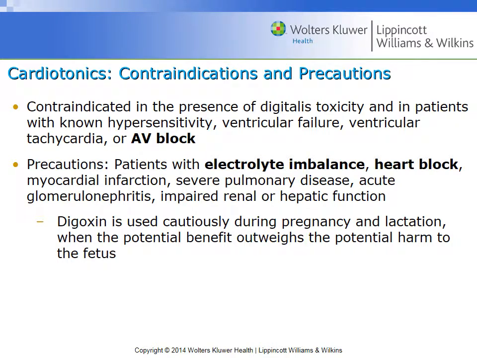Contraindications is if they already have digitalis toxicity. We don't want to give them any more digitalis. If somebody is in complete AV block, we do not want to push digitalis. It can cause them to go into, again, cardiac arrest. If patients have an electrolyte imbalance or any kind of heart block, if they've had an MI, a pulmonary disease, kidney disease, or liver failure, we do not want to give digoxin. It's a pretty serious medication. It's used cautiously during pregnancy and lactation, and only when the potential outweighs the harm. So there are other medications that can be used besides digitalis, and if they can switch that person over, they will.